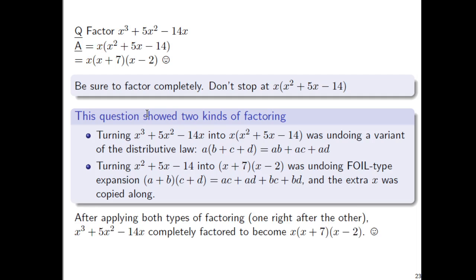After applying both types of factoring to x cubed plus 5x squared minus 14x, we did it in two stages, applying the two kinds of factoring. We have now completely factored the original expression to be x times x plus 7 times x minus 2.